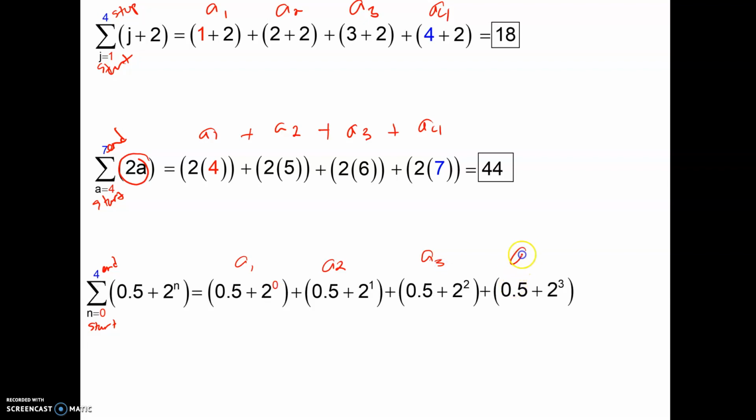My fourth term, a sub 4, I plug in 3. 2 to the third is 8 plus 0.5, that's 8.5. And the last value I'm going to plug in for n is 4. So that's a sub 5. So 2 to the fourth, which is 16, plus 0.5, that's 16.5. And I'm going to add all those up, and we end up with 33.5. Now, in a second, I'm going to show you how to enter this in the calculator.